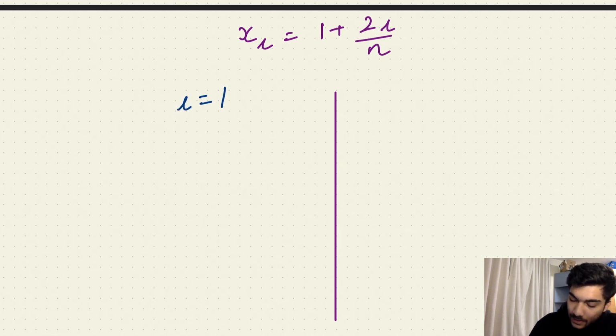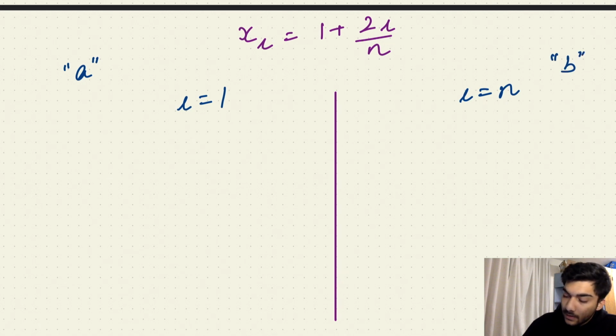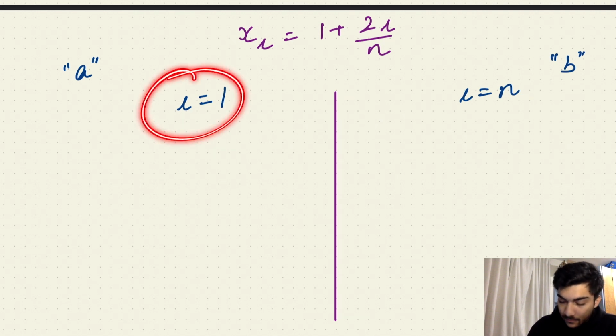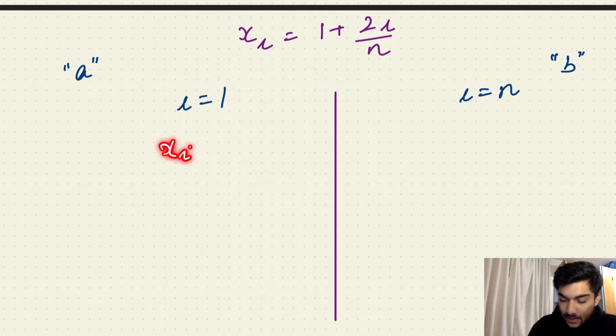So on the left hand side I have my starting value of i, which will give me a. On the right hand side I have my ending value of i, which is n, and this will indeed give me my b value. And now I have to substitute i equals 1 in this case and find xi over here, and I have to substitute i equals n in this expression in order to find b.